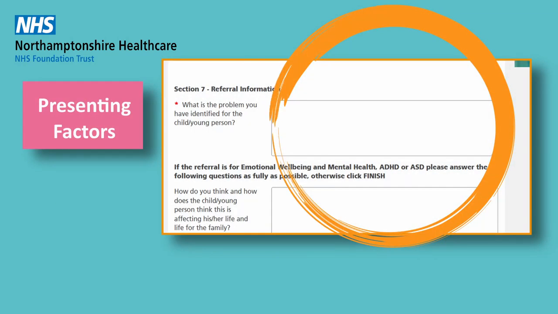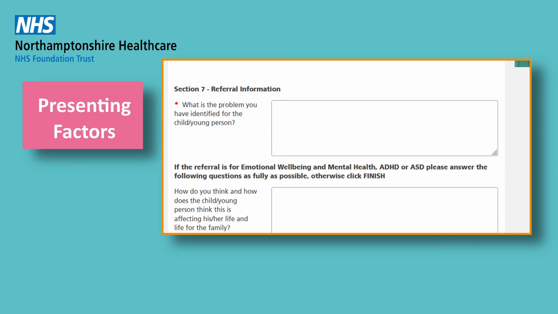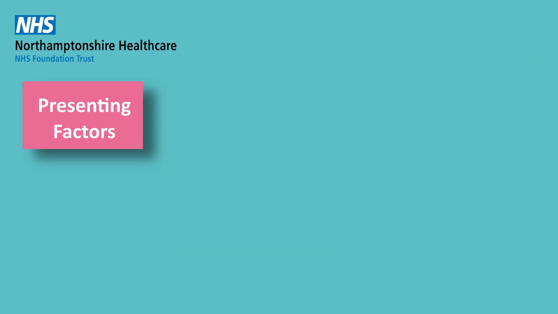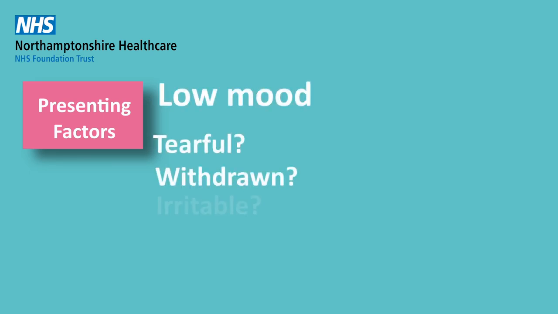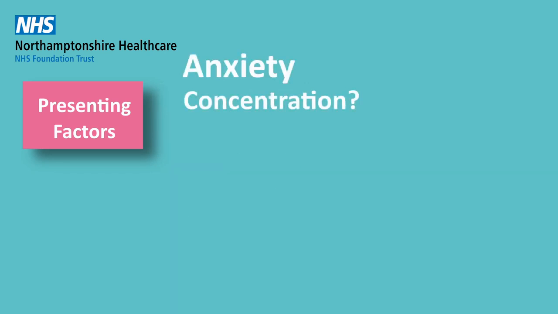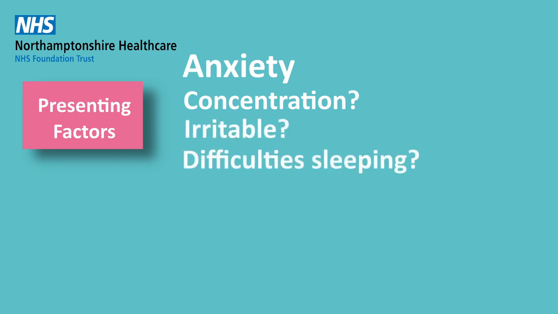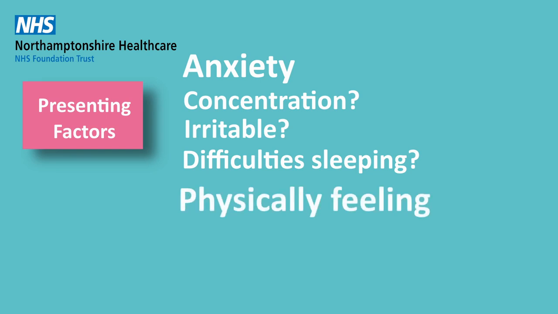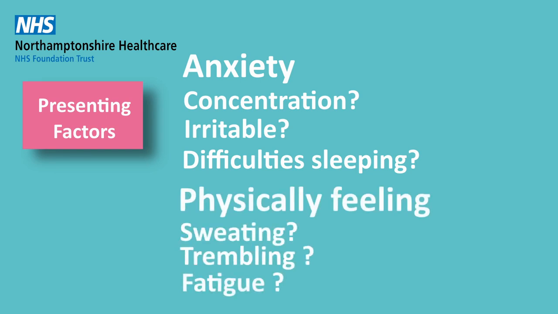The first box is asking what the main presenting problem is. So, what does it look like for the young person? For example, if it is low mood, are they tearful, withdrawn, irritable? Or, if they're experiencing anxiety, are they struggling to concentrate in class, being irritable, having difficulty sleeping, or reporting physical symptoms such as sweating, trembling, or fatigue?